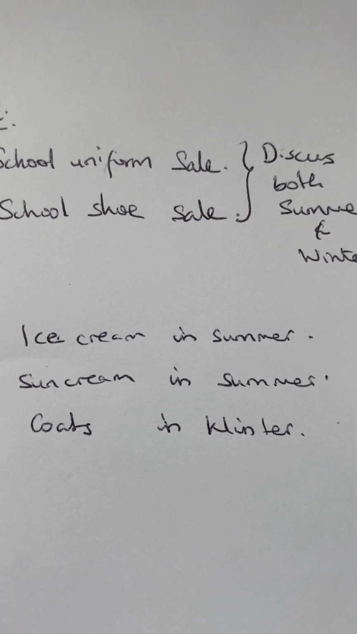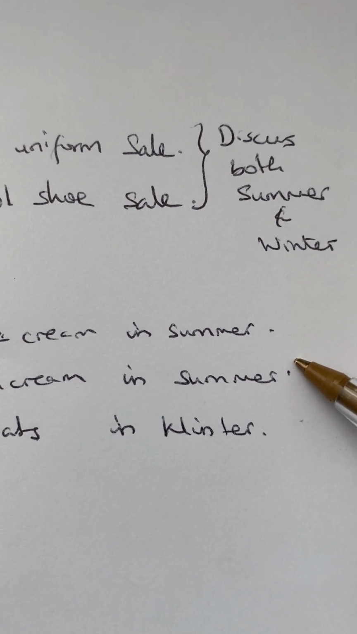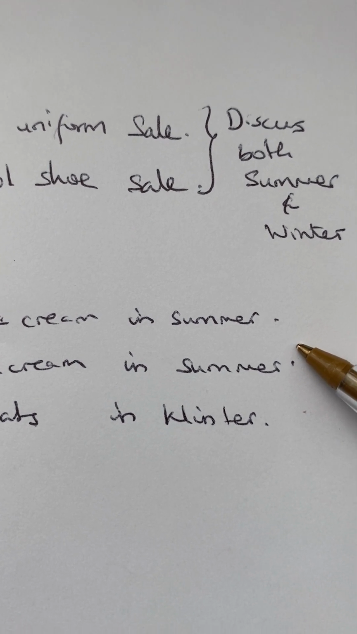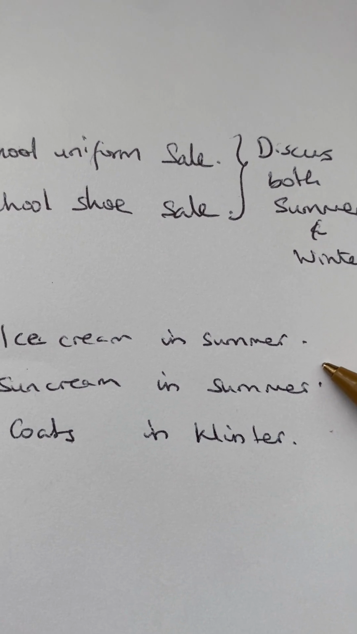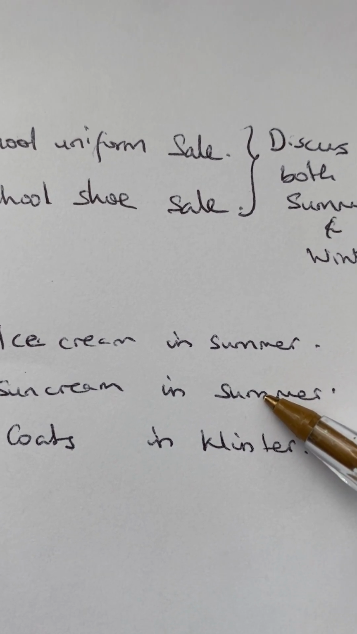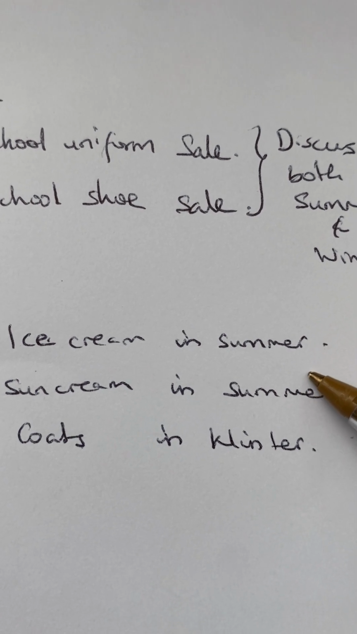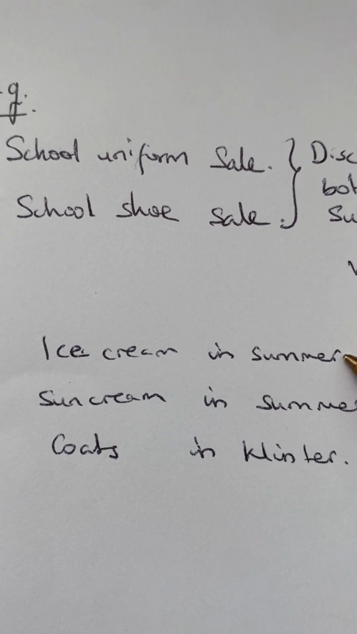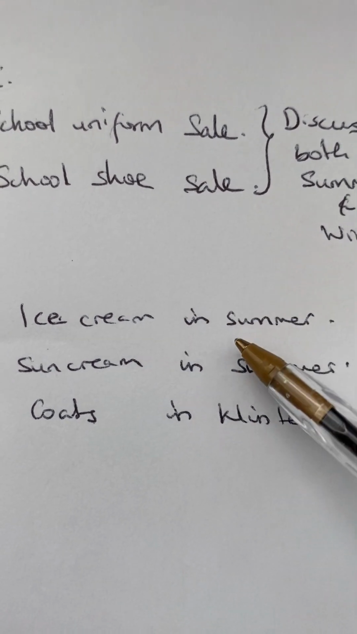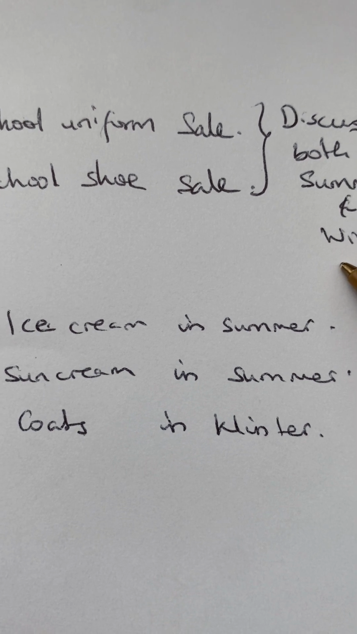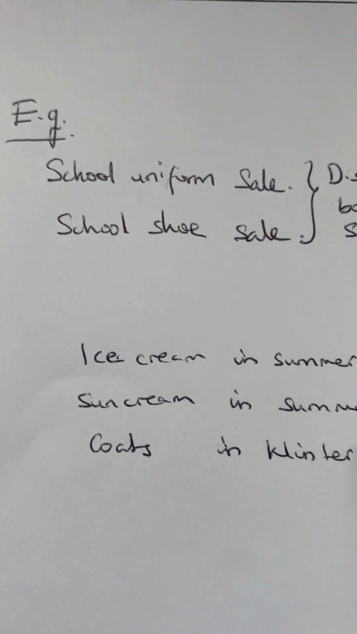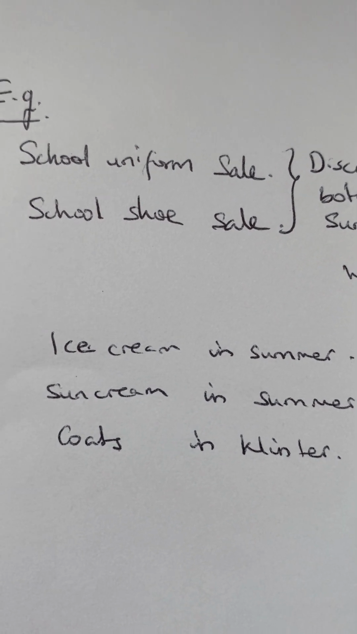So for instance, ice cream in summer, it is very hot. So people might want ice cream to cool them down. Sunscreen, they don't want to have skin burn. So there'll be a lot of sales. So in summer, there'll be a positive correlation. Okay, so this is what I wanted to show you today.